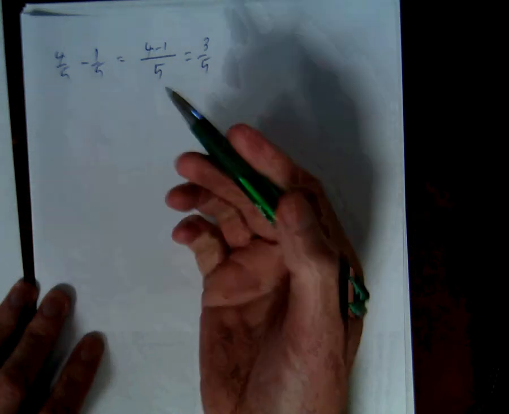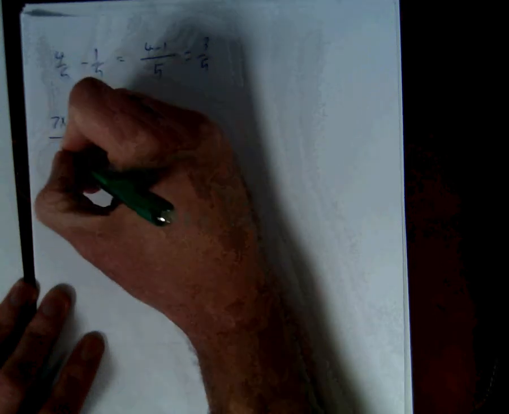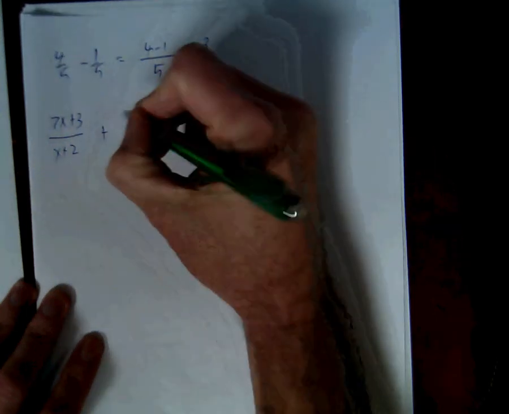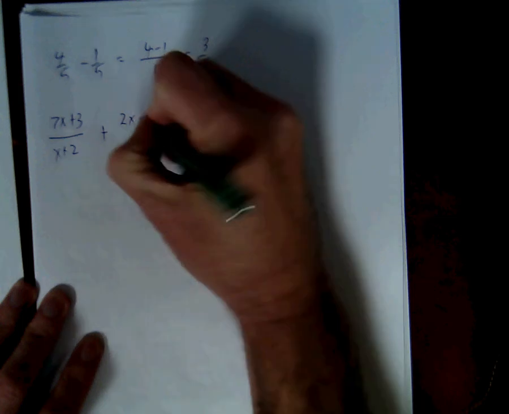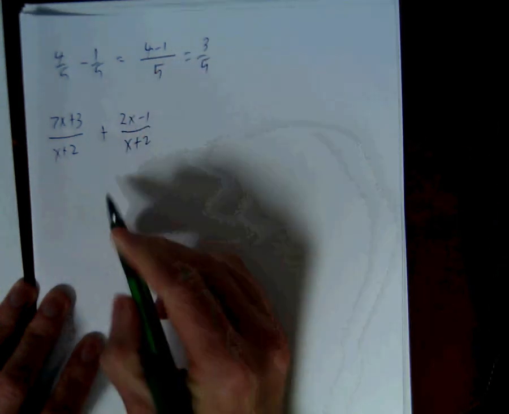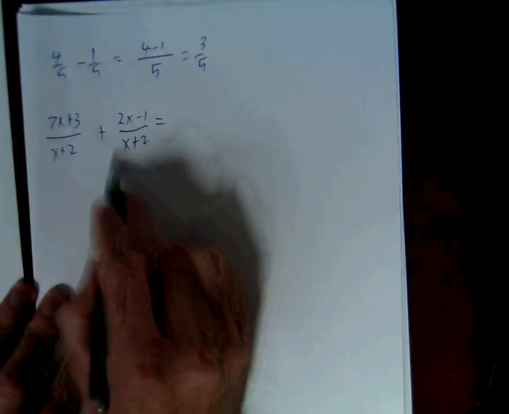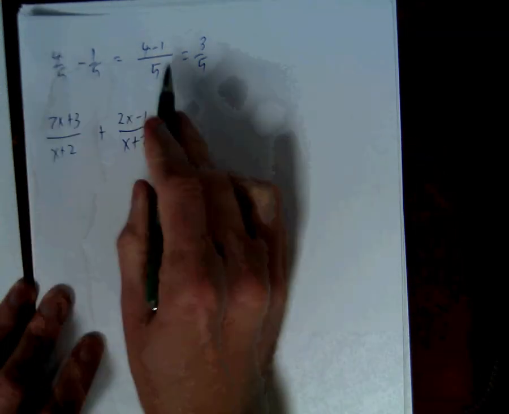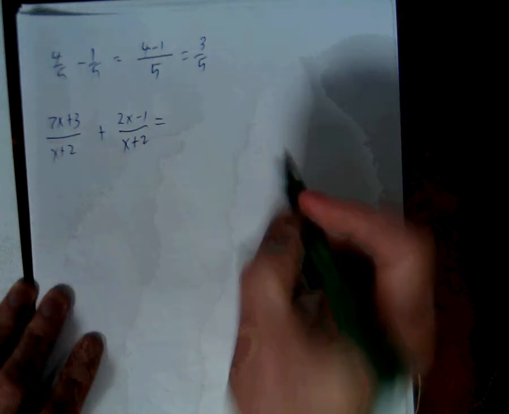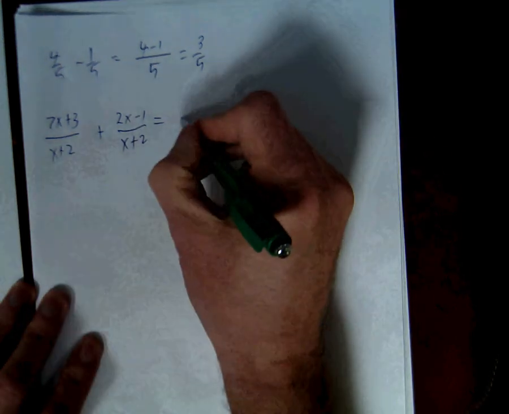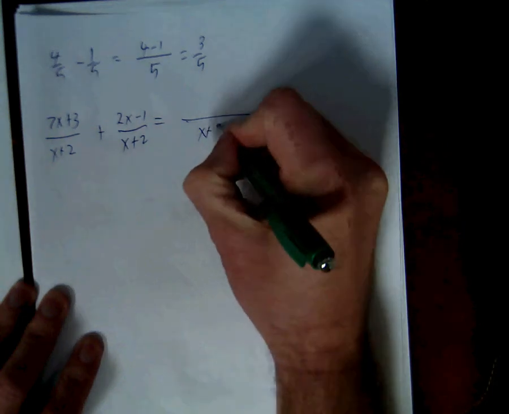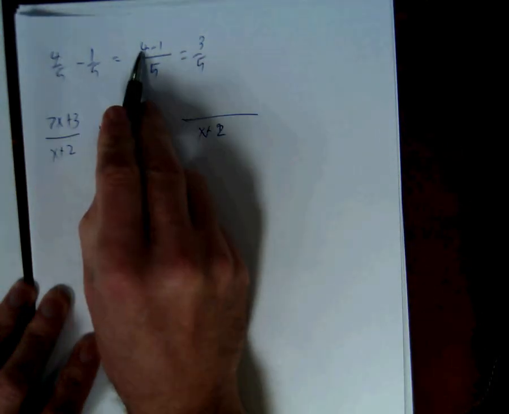So how does this apply when we're dealing with variables? Well, what if I gave you 7x plus 3 over x plus 2 plus 2x minus 1 over x plus 2? Believe it or not, you do the exact same thing, because our denominators are the same. Like here my denominator was 5, so I got to say, okay, everything's going to be over 5. Here my denominator is x plus 2, so I get to say everything's over x plus 2. And here I had a 4 minus 1.